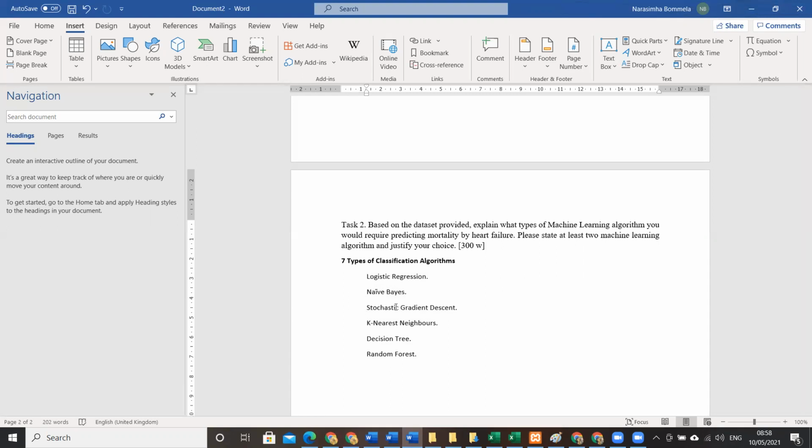Then select two algorithms, logistic regression or some XYZ. Explain each algorithm in 100 words. Then you come down and explain. After explaining the algorithms, you speak about the best things: what are the advantages of these algorithms? Then you justify based on the advantages.